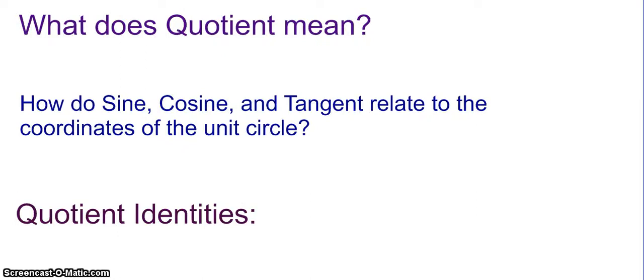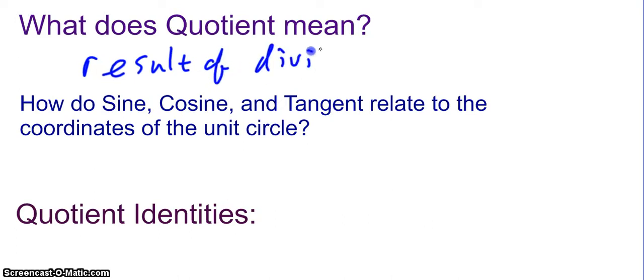Alright, what does quotient mean? Well, quotient came up when we did division. Quotient is the result of division. How do sine, cosine, and tangent relate to the coordinates on the unit circle? So pause the video and see if you can remember that. How do sine, cosine, and tangent relate to the coordinates on the unit circle?